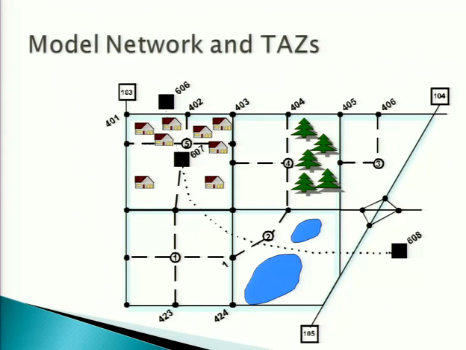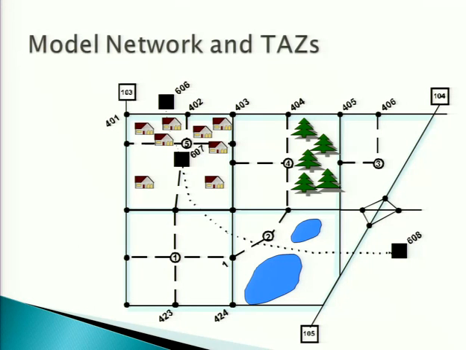So the network, how does a network get built? This is a simple little model area. And we take all of the roads in the model area and code those up in a GIS. And all the intersections become nodes. And then we draw links, which are lines, polylines between all of the nodes. And that becomes the travel network.